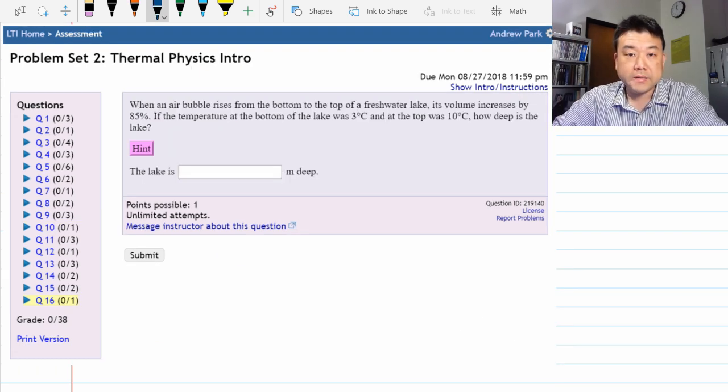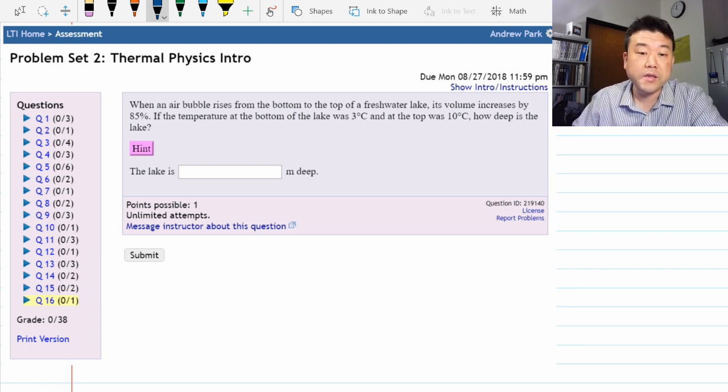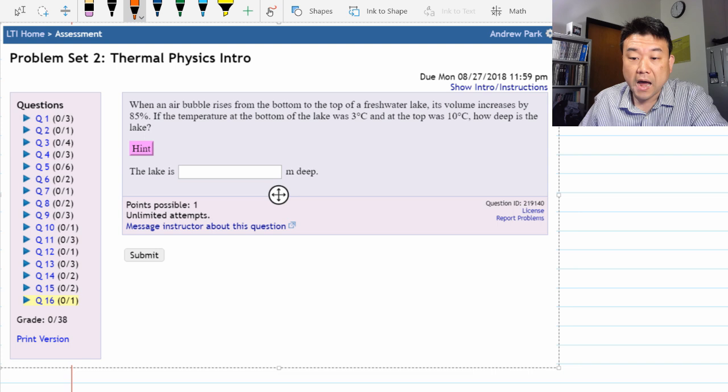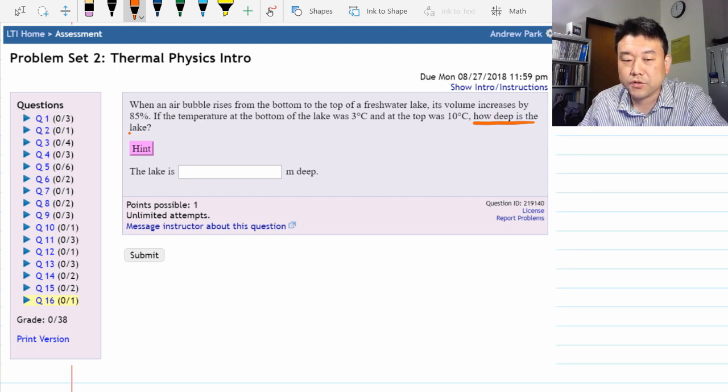Hi, this is the second video in the examples of application of the ideal gas law. The second example is a harder question. It's the kind of question that we physicists like to ask, because a question like this forces you to remember many different relationships in physics and use all of them in trying to answer the question that is asked: how deep is the lake? When you read this question, you might feel like, what does any of the given information have to do with that?